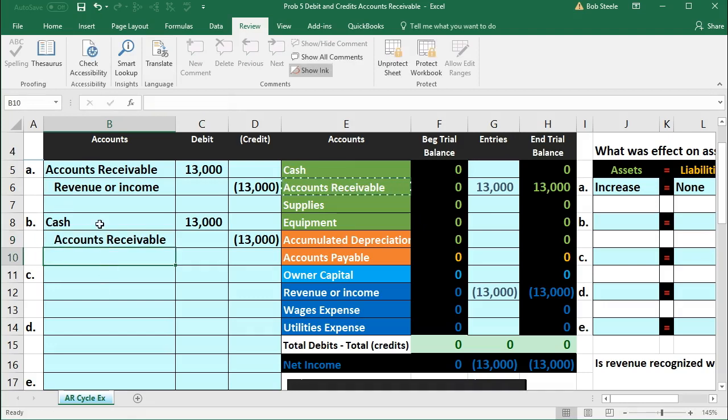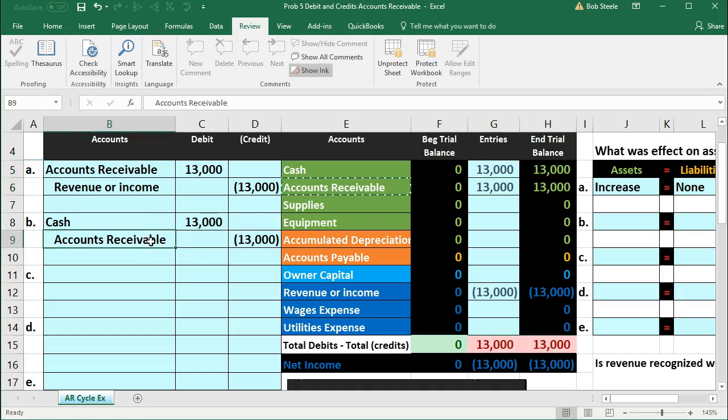Now we'll go ahead and post this out. So we got cash first. Here's the debit to cash. I'm going to post that in the cash account. I'm going to in cell G5. So within cell G5 equals, and then pointing to that 13,000. Then once I hit enter, that 0 will go up by 13,000 to 13,000.